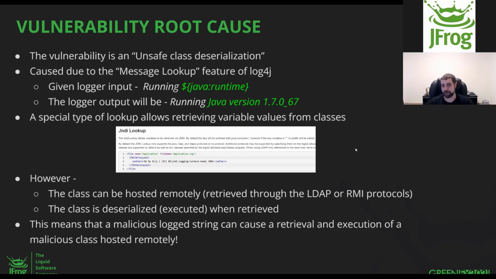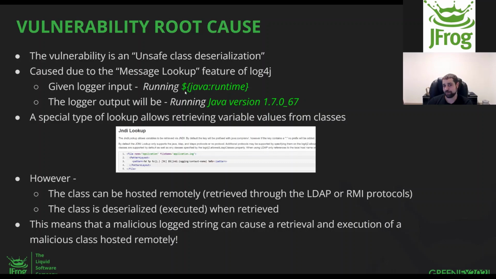The type of the bug is unsafe class deserialization, a very well-known type of Java bug. And this is caused due to a Log4j feature that's called message lookup. So basically, when you log out a message, usually in every logging framework, it doesn't get parsed that much. It just logs it out verbatim. But in Log4j2, there's a feature that's enabled by default in the older versions that just looks for specific tokens in the logging message and replaces them.